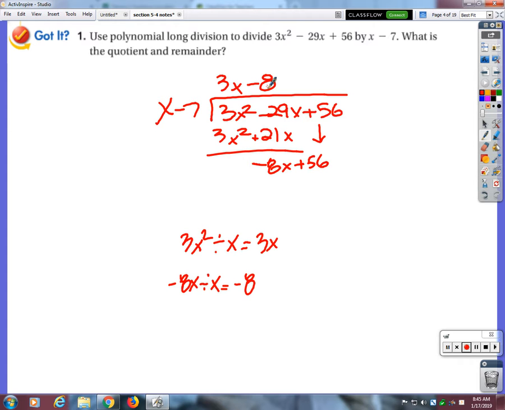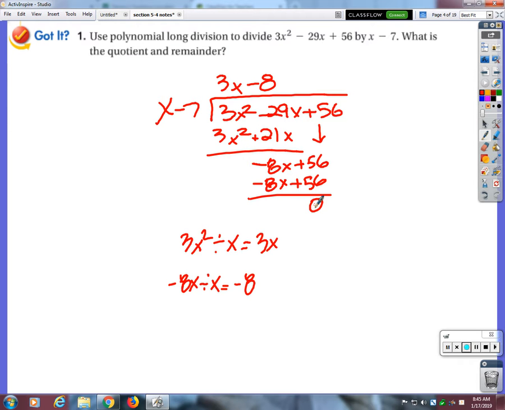Okay, you take this number here and multiply both of these numbers by that. So what is negative 8 times x? Negative 8x. And then what is negative 8 times negative 7? Positive 56. Good. And so those of you who said no remainder, you were correct. These subtract. You get 0 as an answer.